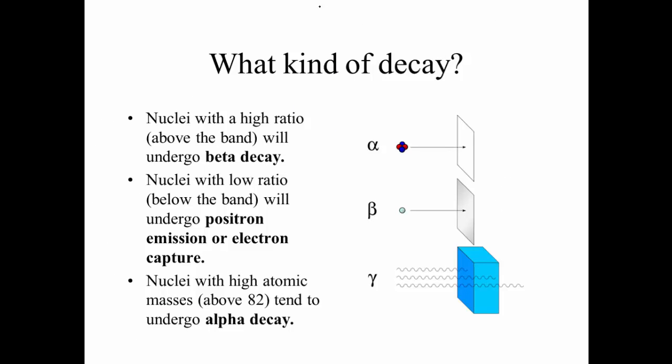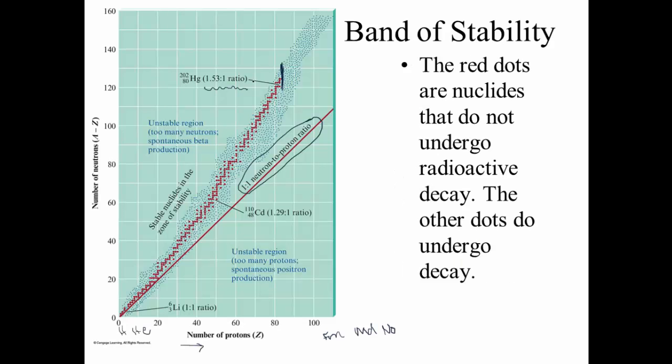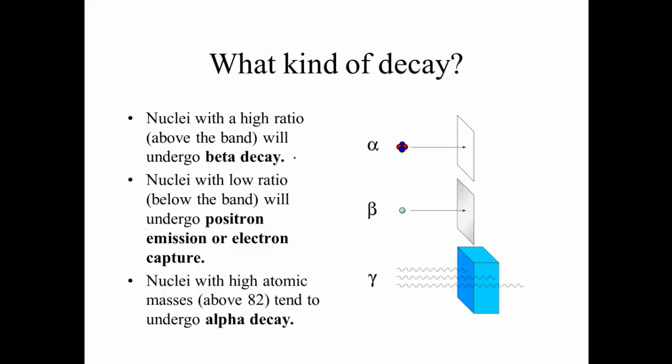Okay, so now we want to talk about what type of decay is going to happen. Nuclei with a high ratio, so if they're above the band of stability, so let me show you. We're talking about elements like up here, above the band of stability. They're going to tend to undergo beta decay, so they're going to lose a beta particle. Nuclei with low ratios, if they're below the band, are going to undergo something called positron emission or electron capture, and those we haven't talked about yet. We'll get to them. And nuclei that are just really, really big, above 82, tend to undergo alpha decay.